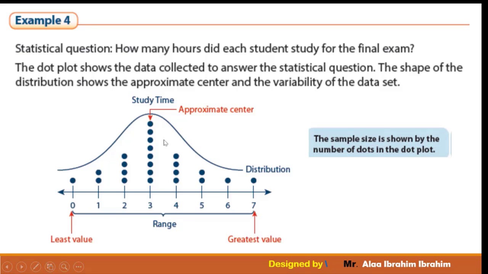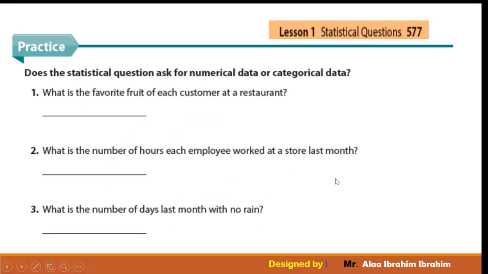And this is the normal distribution, because it looks like a bell. Now we're going to do many examples as practice, page 577. Does the statistical question ask for numerical data or categorical data? What is the favorite fruit of each customer at a restaurant? So we have to concentrate. It asks about the favorite fruit. So favorite fruit is not a number, but categorical data.